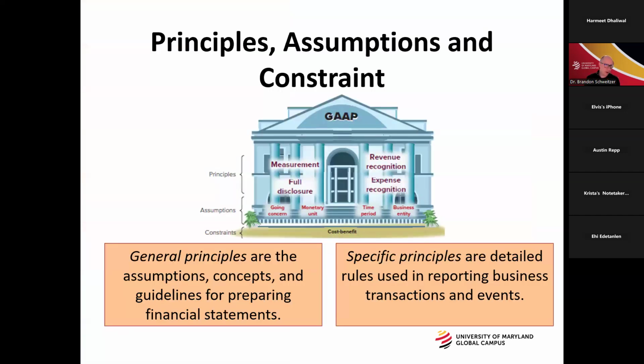So within our generally accepted accounting principles, we have what we call assumptions and constraints, and of course the principles themselves. The generally accepted accounting principles are the composition of those principles, assumptions, and constraints. Looking at this graphical representation real quickly, we have four principles that we follow in accounting. One is called the measurement principle, also known as the cost principle. We have the revenue recognition principle that tells us when we recognize revenue when we make our sales to our customers. We have the full disclosure principle.